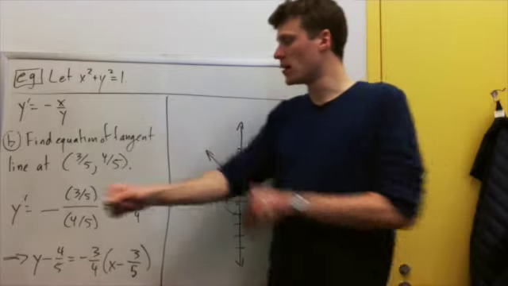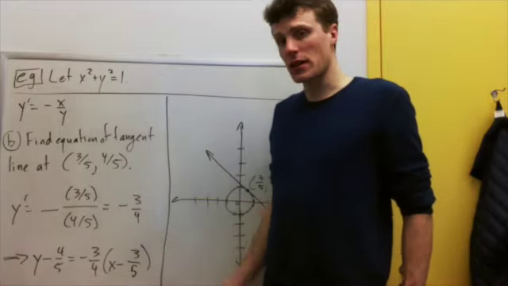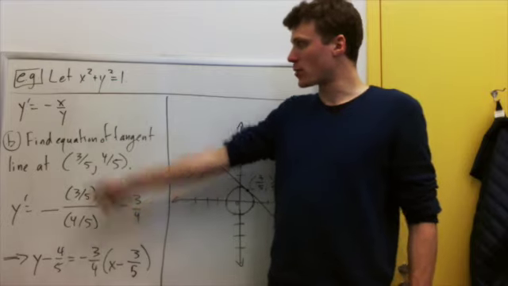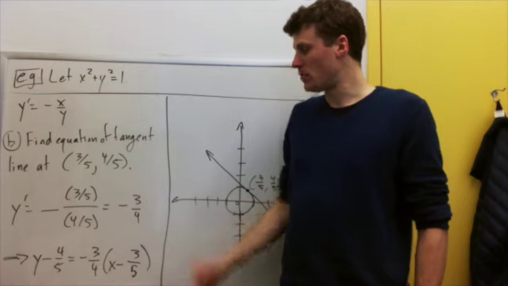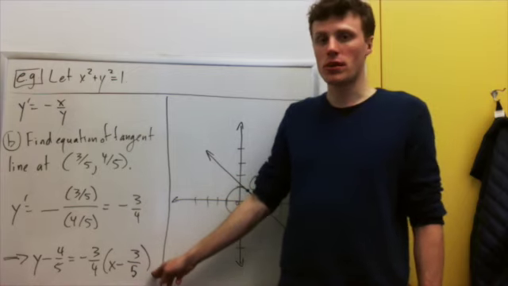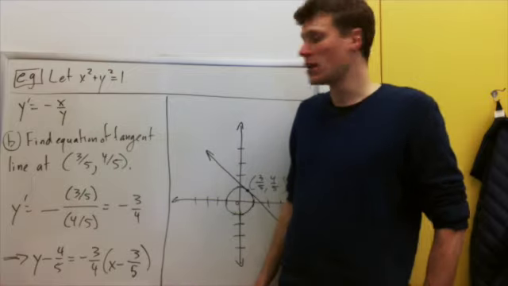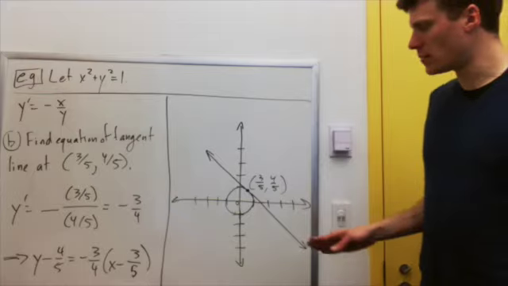So I'm specifying 4/5. To get the equation of the tangent line, I need the slope. y prime is going to be negative 3/5 over 4/5. That's x over y, and that simplifies to negative 3/4. Then I plug that into the point-slope form, and I get y minus 4/5 is equal to negative 3/4 times x minus 3/5. And here is a graph of what's going on.